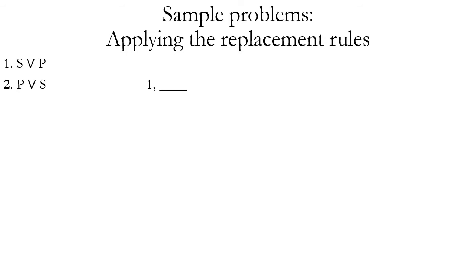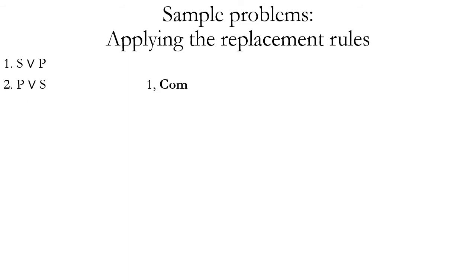So let's do some sample problems. In these first few ones, we're going to look at cases where we're just trying to fill in the blank. We're given one step of a proof. We know in this case that we're flipping around the order of the disjuncts from S wedge P to P wedge S, and we have to figure out which rule was used. So which of the first 5 replacement rules was it?